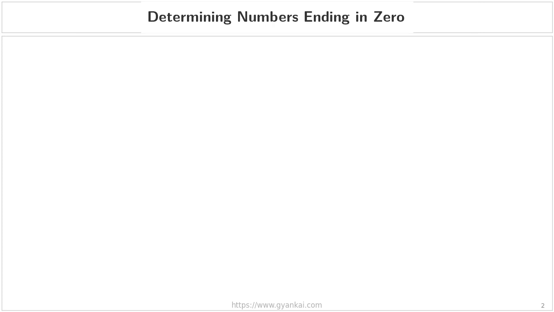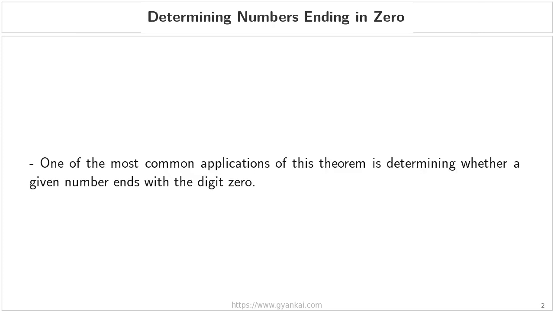Determining numbers ending in zero. Now that we've established what the Fundamental Theorem of Arithmetic actually is, let's look at why it's so useful. One of the most common and practical applications of this theorem is that it allows us to determine whether a given number ends with the digit 0, without us ever having to actually calculate the full value of that number.